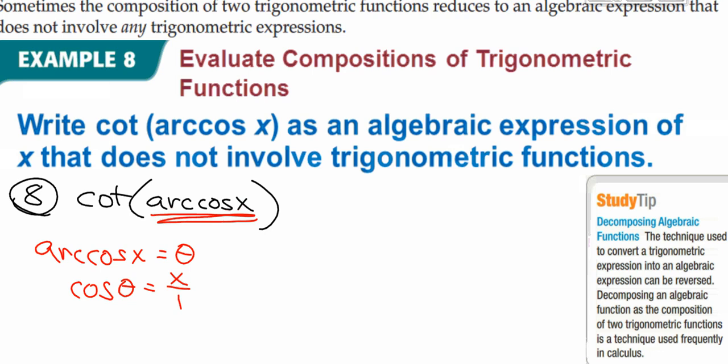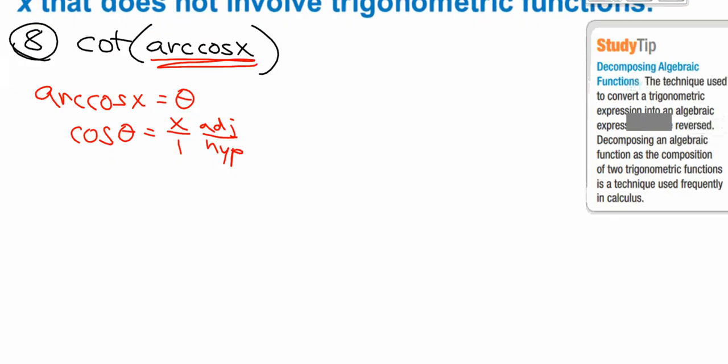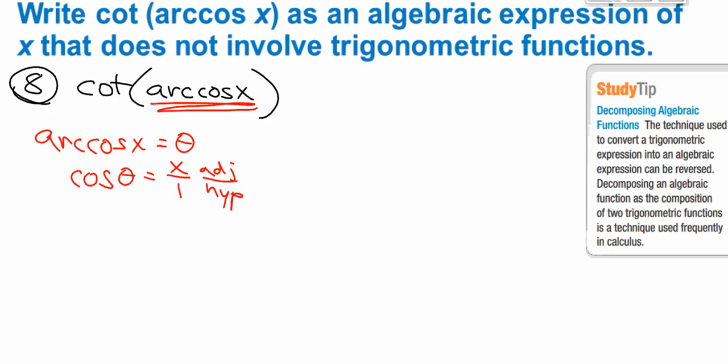Cosine? Opposite, say it again, or adjacent over hypotenuse, right? Oh, cosine, if the cosine of an angle is x over 1, it's adjacent over hypotenuse. Do you agree? And maybe I didn't say it right the first time. Adjacent over hypotenuse. So now I can get my right triangle, and maybe I'll just slide that up a little bit. So here's my right triangle.